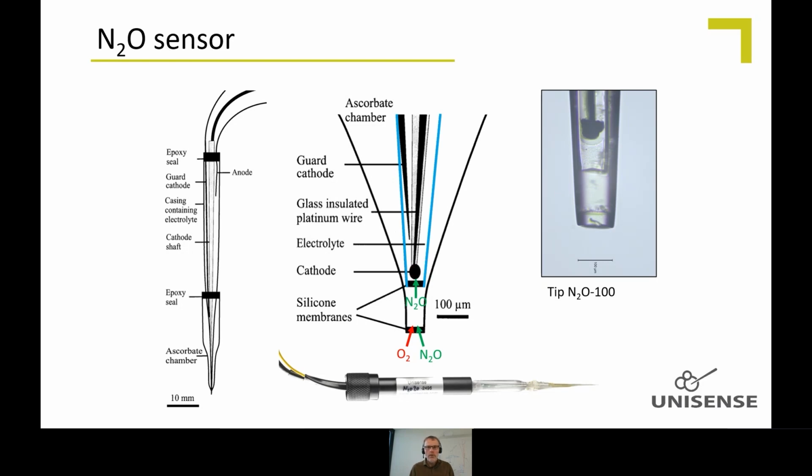See a microscope photo of it here. You can see the foremost silicone rubber membrane here, the ascorbate solution here, another silicone membrane, the one that belongs to the sensor, and the cathode here.